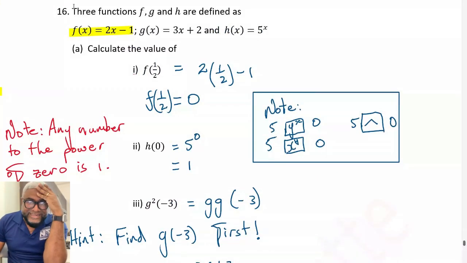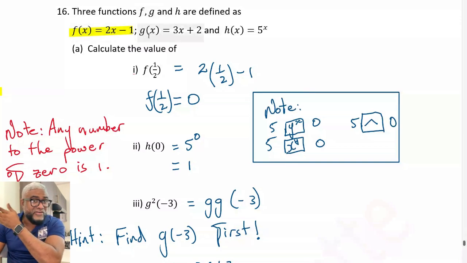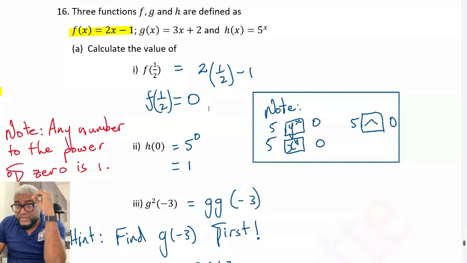Right, so number 16, three functions f, g, and h are defined as follows. f of x is equal to 2x minus 1, g of x is equal to 3x plus 2, h of x is equal to 5 to the x power. Now, if I want to find f of a half, you simply replace x with a half. So it will be 2 by a half minus 1. When you work that out, you will get 0.